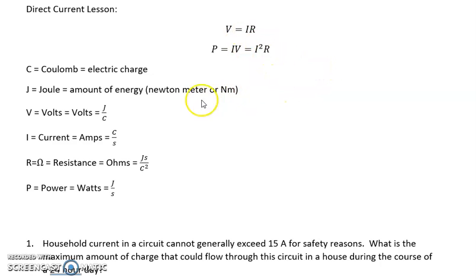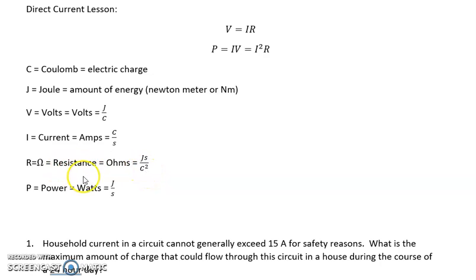So what is a volt? A volt is our pressure differential. It's our power differential. It's our joules per coulomb. It's an amount of energy per electric charge. And what's current? Well, it's the amount of electric charge per second. And resistance is, while the units don't really help here, joule seconds divided by coulombs squared.